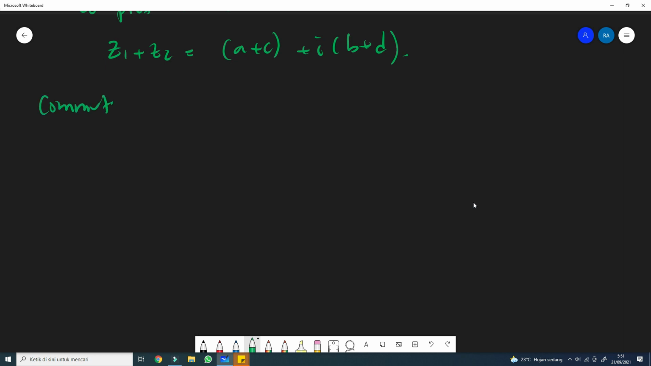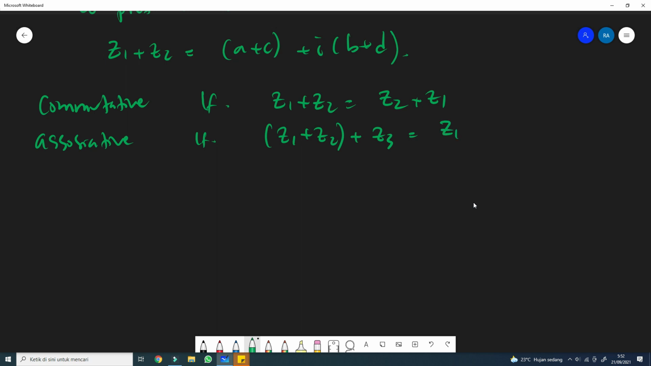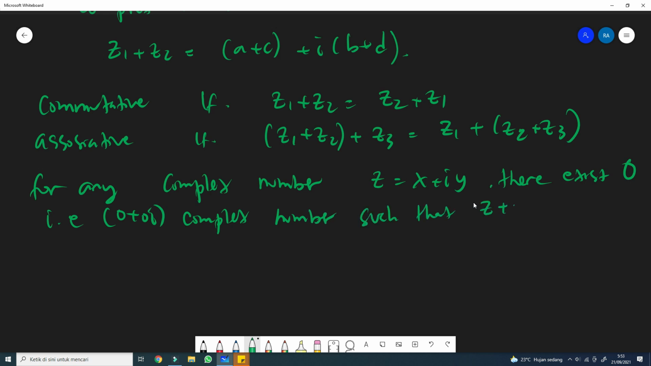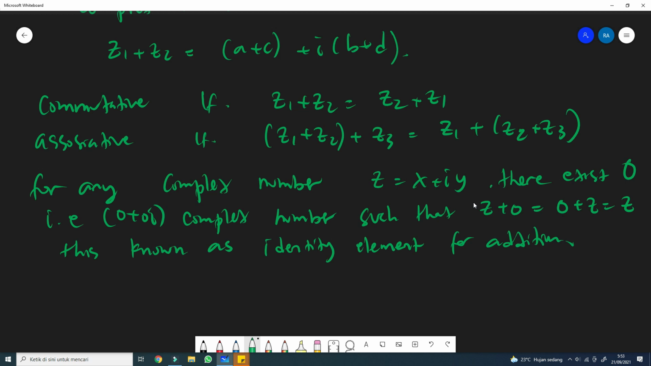So the commutative rule, for example, z1 plus z2 equals z2 plus z1, and the associative rule, for example, z1 plus z2 plus z3 is equal to z1 plus z2 plus z3 in the bracket. For any complex number z equals x plus iy, there exists 0, for example 0 plus 0i, the complex number such that z plus 0 equals 0 plus z, which is equal to z. This is known as the identity element for addition.